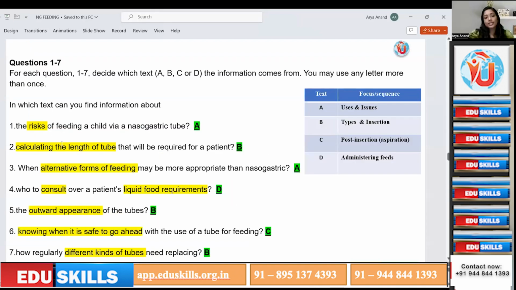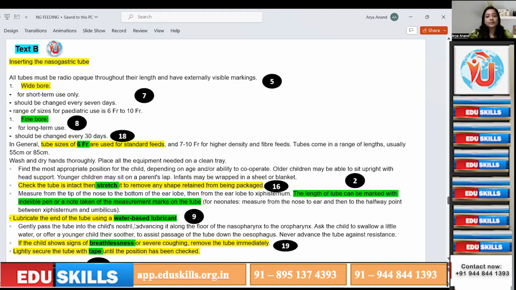Yes. Calculating the length of the tube that will be required for a patient. Calculating the length of the tube, where it will be. Types and insertion, B. Yeah, here you can see the length of the tube can be marked with indelible pen or note taken of the measurement marks on the tube. So calculating the length they have mentioned in text B, right? Yes. Okay, fine. Any doubt in that?